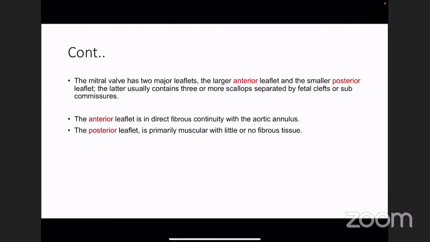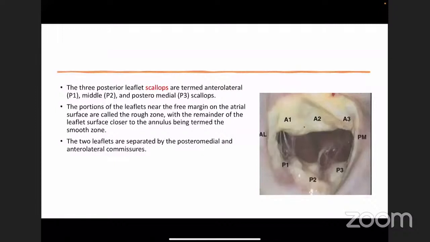The mitral valve has two major leaflets, the larger anterior leaflet and the smaller posterior leaflet. The latter usually contains three or more scallops separated by fetal clefts or subcommissures. The anterior leaflet is in direct fibrous continuity with the aortic annulus. The posterior leaflet is primarily muscular with little or no fibrous tissue. The three posterior leaflet scallops are termed anterolateral, middle, and posteromedial scallops. The portion of the leaflet near the free margin on the atrial surface is called the rough zone, with the remainder of the leaflet surface closer to the annulus being termed the smooth zone. The two leaflets are separated by posteromedial and anterolateral commissures.